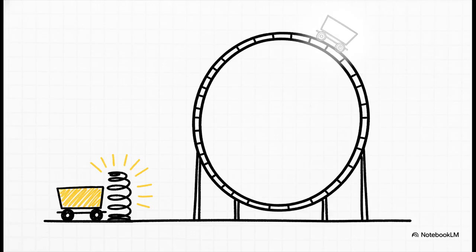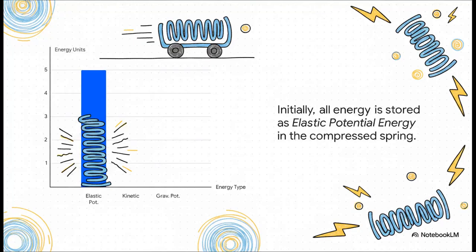We've got a cart, and it's smushed up against a compressed spring, just ready to launch. We're going to take a snapshot of the energy right before it launches, and then again when the cart is way up at the top of a loop. So check this out. In our initial state, just before we let go, the cart isn't moving an inch, so zero kinetic energy. It's at ground level, so zero gravitational potential energy. Every single bit of energy in the system, let's just call it 5 units worth, is stored up as elastic potential energy in that squished spring.